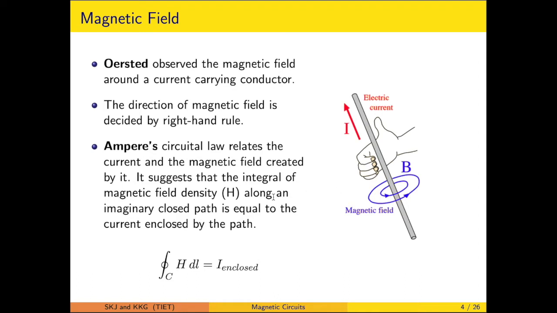However, Ampere has given the mathematical description to find out the magnetic field intensity. He suggested that the line integral of H, which is the magnetic field intensity, around a closed path is equal to the current enclosed by the path.